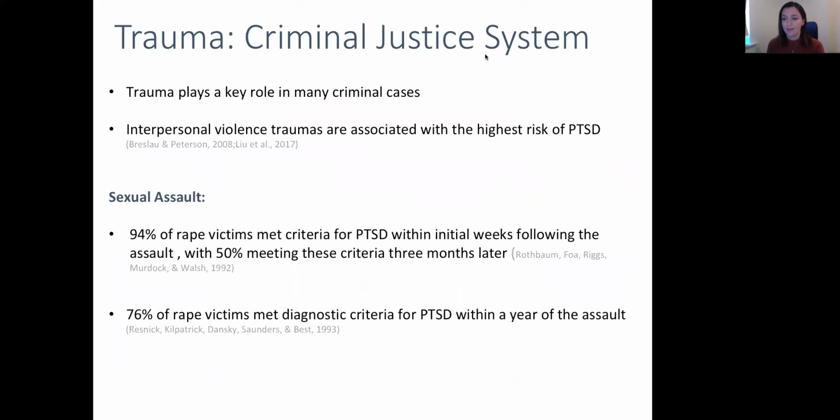PTSD. Other studies have shown that within the first few weeks after assault, 94% of rape victims met symptomatic criteria for PTSD, and around 50% still met these criteria 3 months later. Further, a retrospective study found that 76% of rape victims met diagnostic criteria for PTSD within the year of the assault. So key evidence in many of these cases will be the victim or witness's memories for the event. So how does a traumatic experience affect memory?